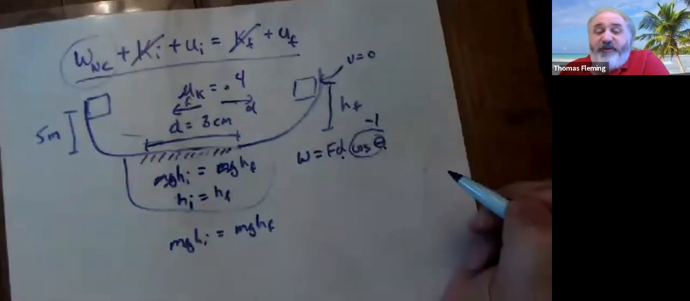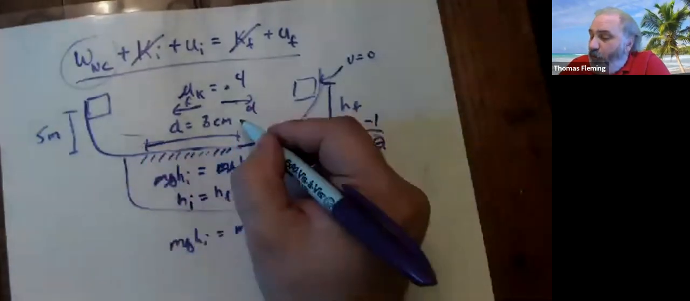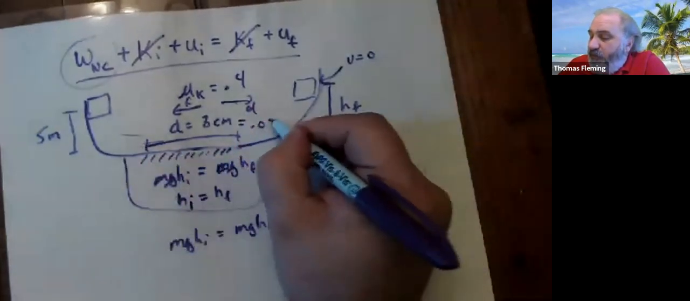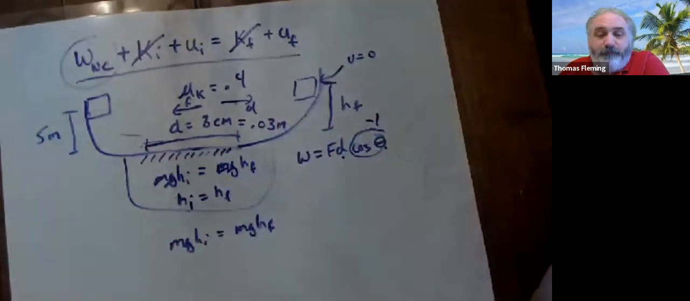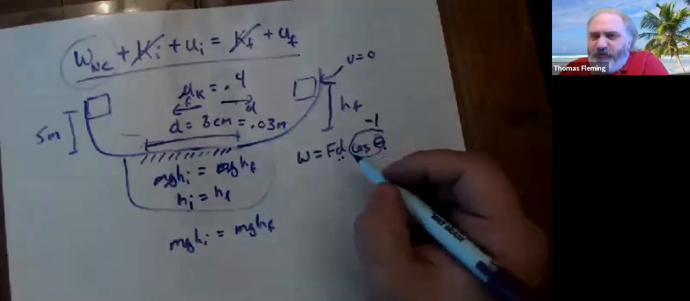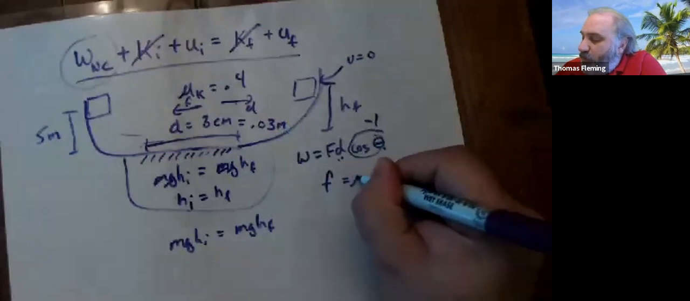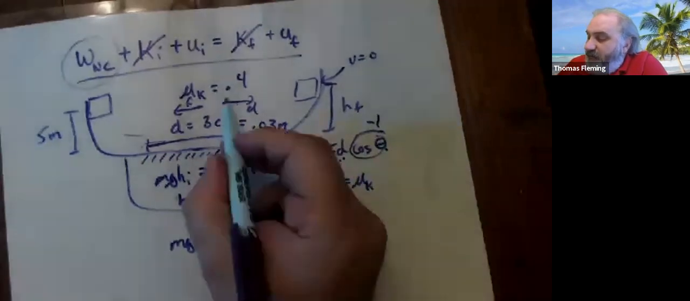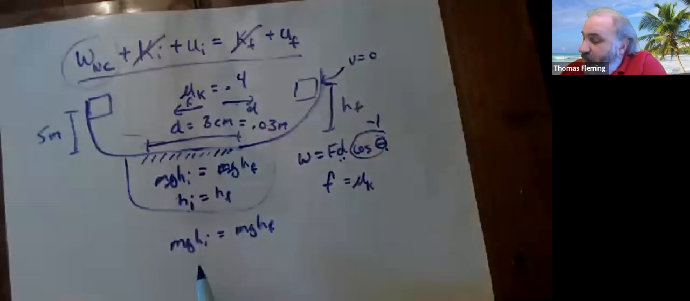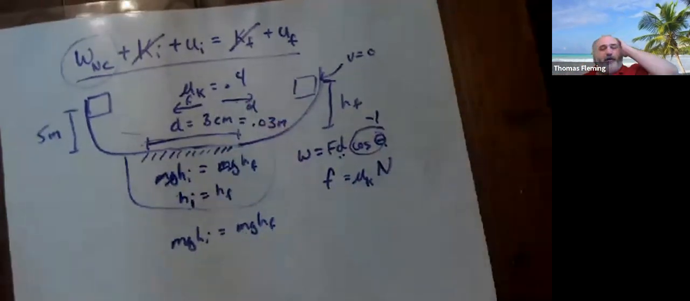D is easy. It's the distance over which the friction acts, which in this case is 3 centimeters, or in SI units, 0.03 meters. So D, that was super easy. Now, for the force of friction, we remember from chapter 5 that the force of friction is the coefficient of friction, aha, that's given, times the normal force. We don't know what the normal force is.